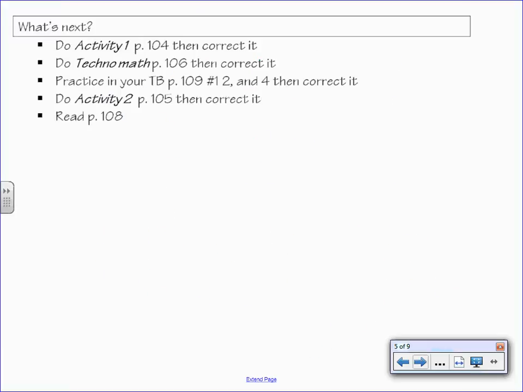So now what's next? You can work on activity 1 on page 104. If it's not done, make sure you correct it before you move on to the next one. Try the Technomat, page 106, then also correct it before you move on to the textbook practice, page 109, numbers 1, 2, and 4. And you can work on activity 2 after, page 105, then correct it.